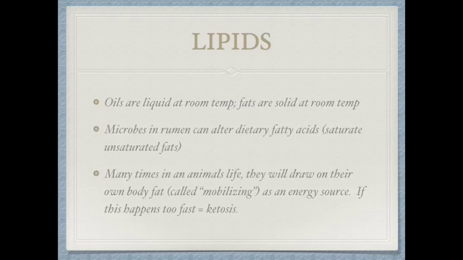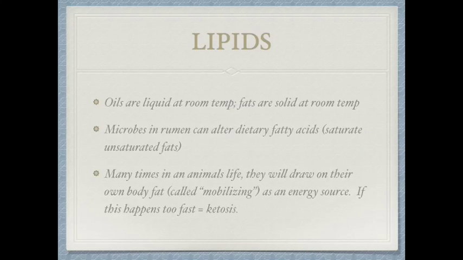Microbes in the rumen can actually alter dietary fatty acids. One of the reasons that animal meat products, such as from beef, lamb, or goat, are generally a little bit higher in saturated fats is that the microbes actually saturate any dietary fatty acids that come into the rumen, and so the animal deposits saturated fats.